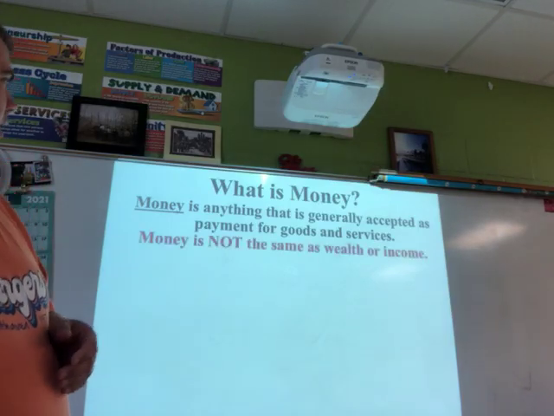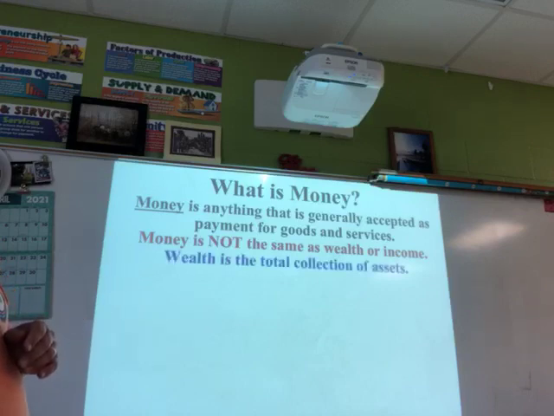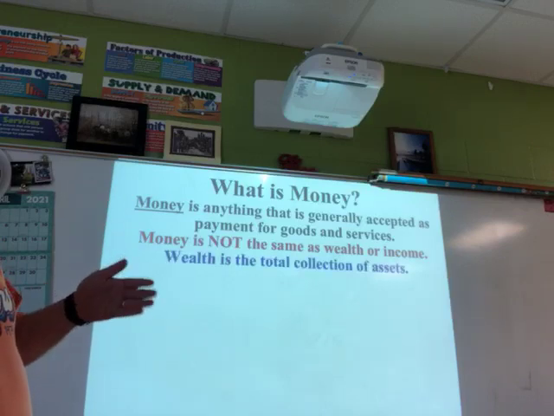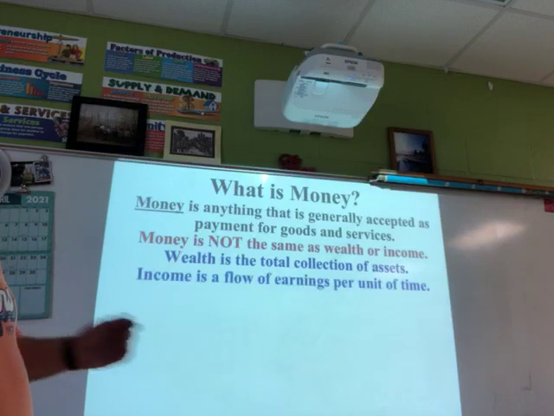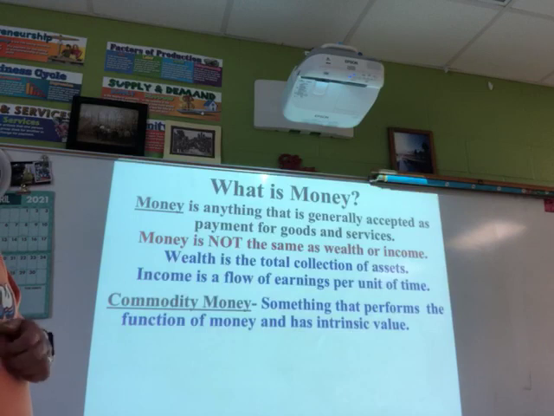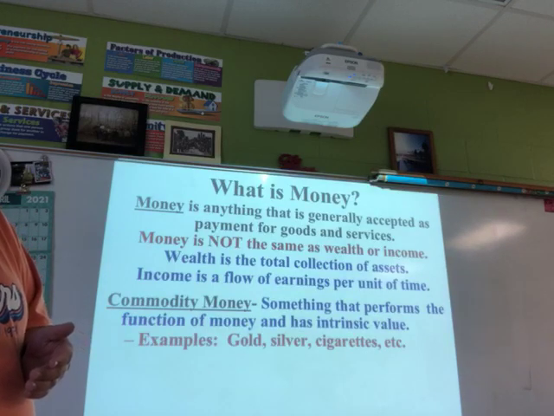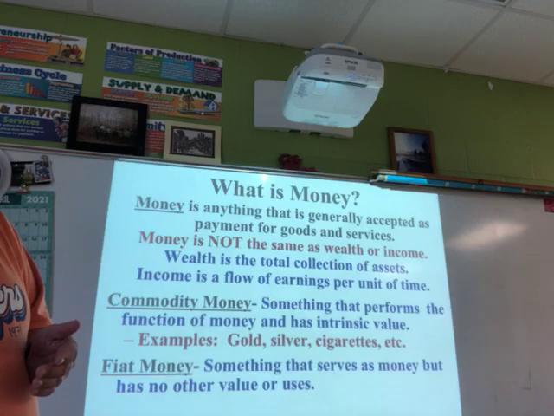Money is not the same as wealth or income. That is something important to know. Wealth is the total collection of assets. Income is the flow of earnings per unit of time. Now there are different types of money. We have commodity money. Then we have fiat money.